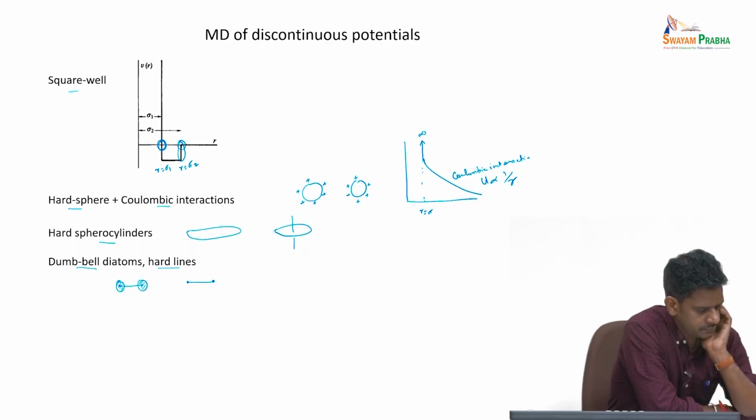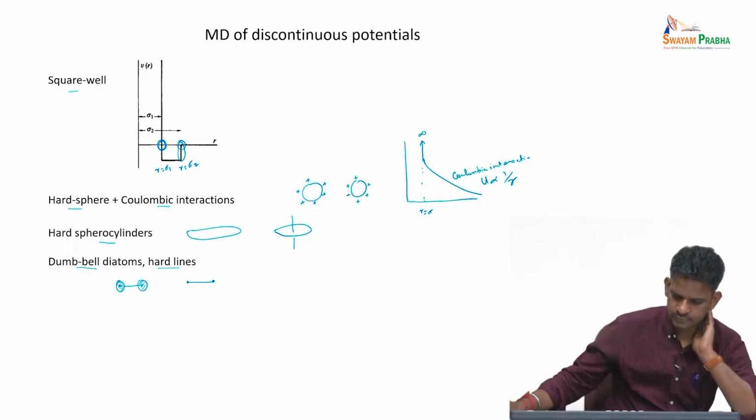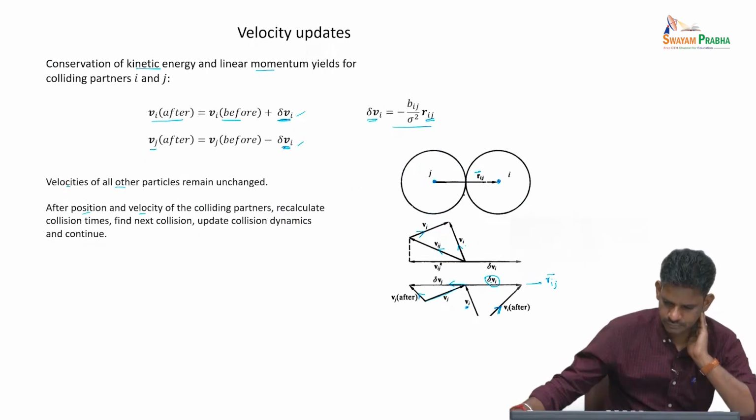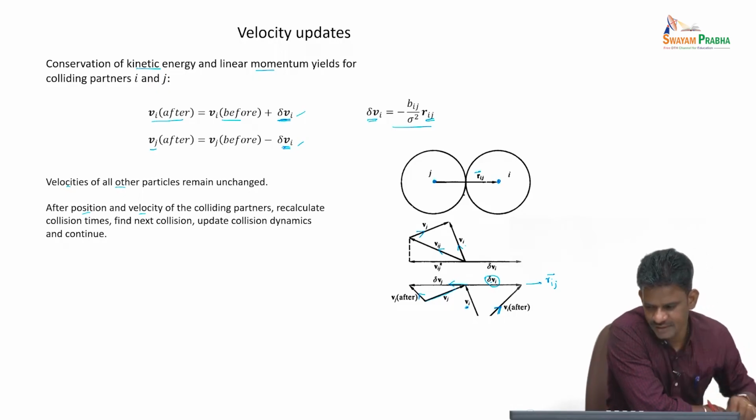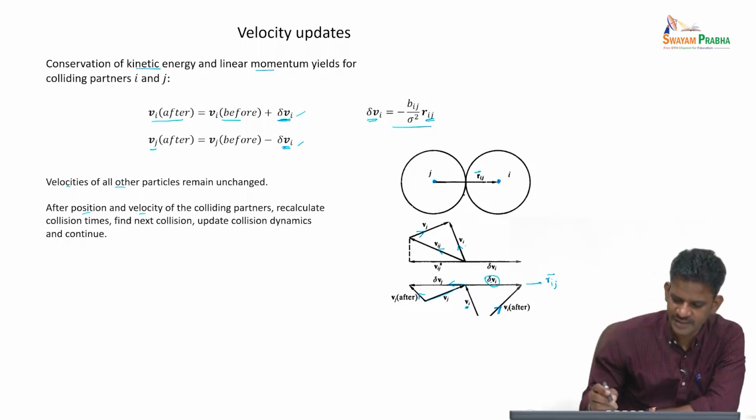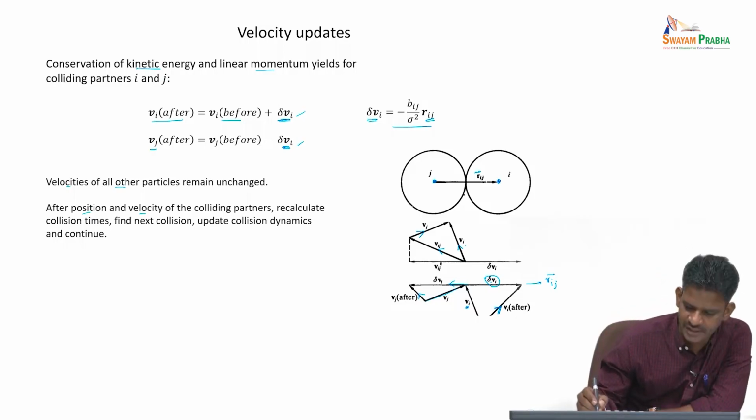Sir, in the velocity update, we are calculating the velocities after collision. Sir, in that for I and J, the change in velocity we are giving, why are we reducing the change for J particle? I mean, it's not like we are reducing. It can be any sign, because you see this delta ij here.